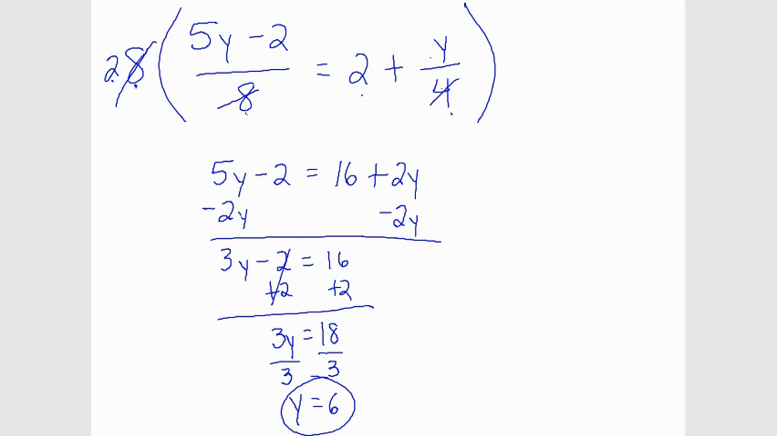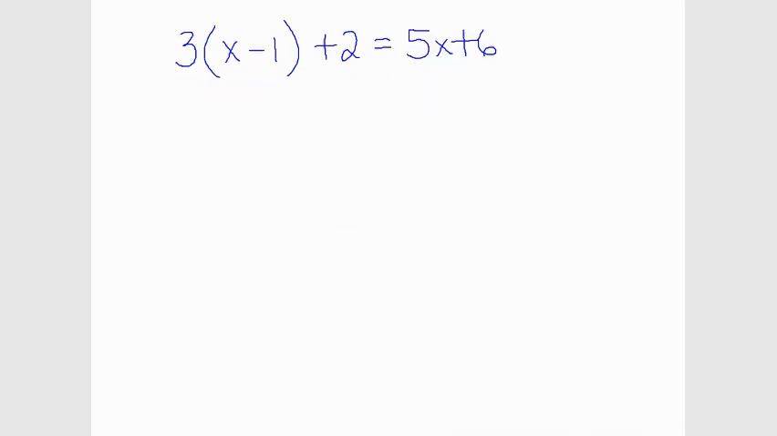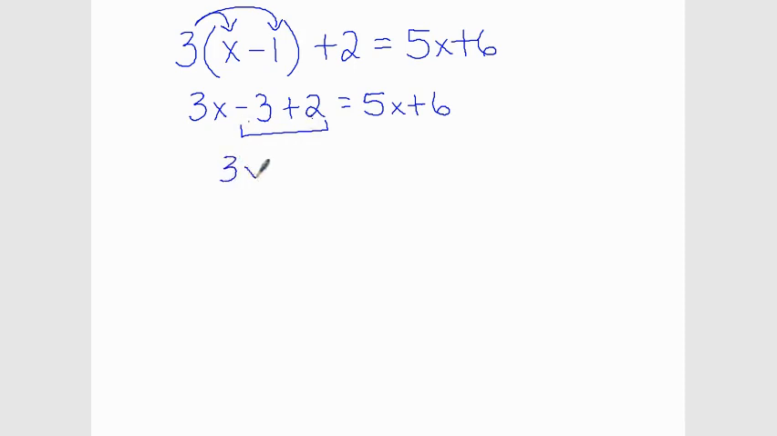And I didn't say this, but the variable doesn't matter in the end. You still use the same processes. All right, last one, not the most complicated of this video, so let's just go ahead and distribute. We get 3x minus 3 plus 2 equals 5x plus 6. We'll go ahead and combine these like terms. So negative 3 plus 2 is negative 1. 3x minus 1 equals 5x plus 6.